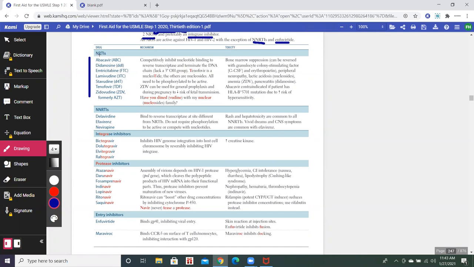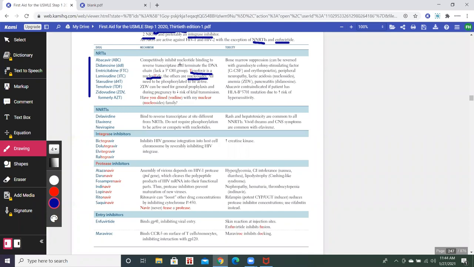Now, nucleoside reverse transcriptase inhibitors. Can we assume that right now it's somewhat easy for us to identify that abacavir, didanosine, emtricitabine, and stavudine are nucleoside reverse transcriptase inhibitors? Yes or no? What is the mechanism of action of these ones? They competitively inhibit nucleotide binding to reverse transcriptase and terminate the DNA chain. Tenofovir is a nucleotide, the others are nucleosides, okay?